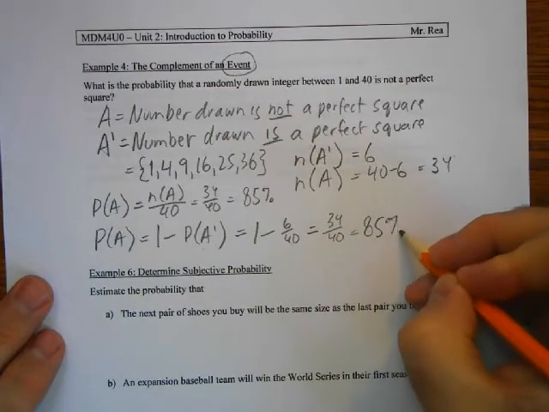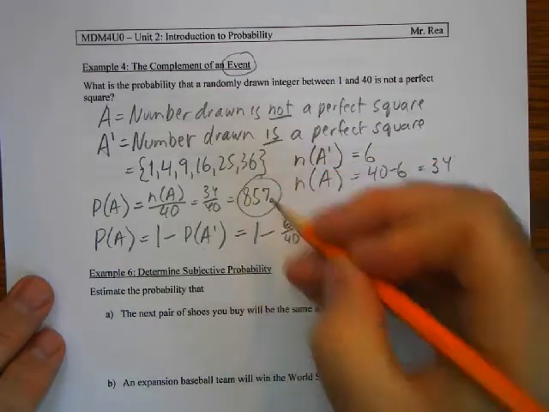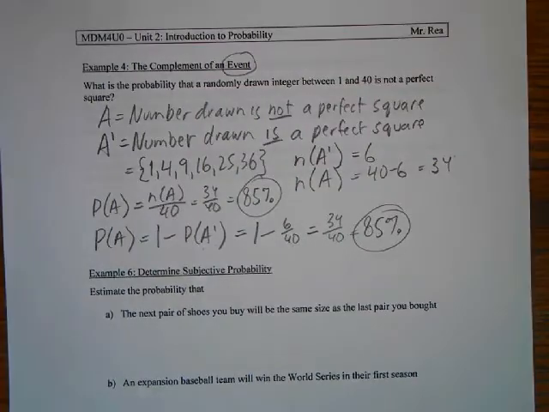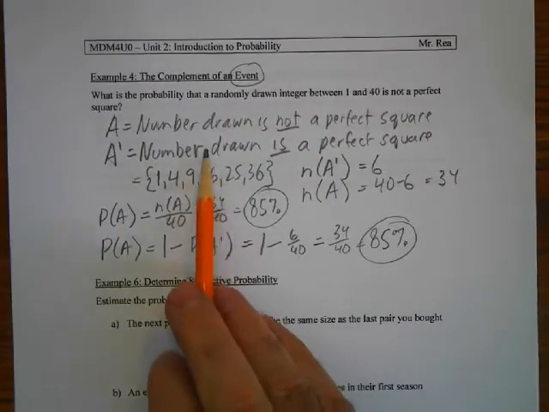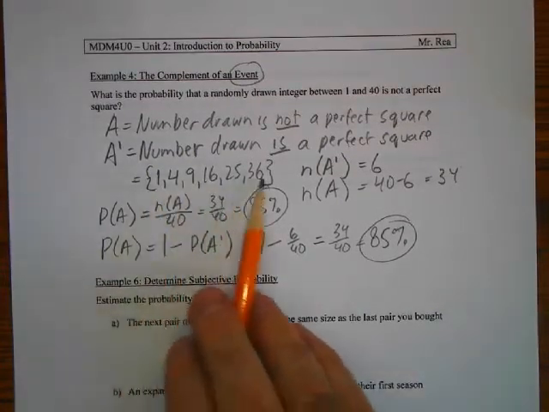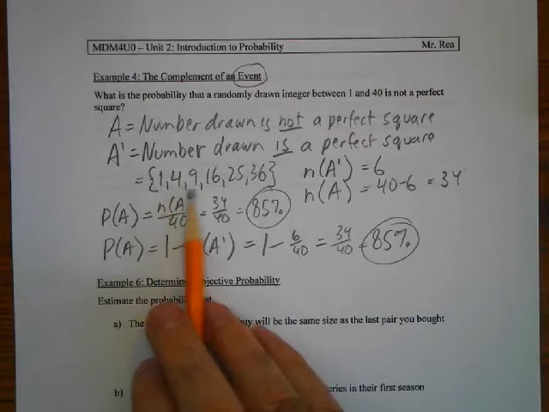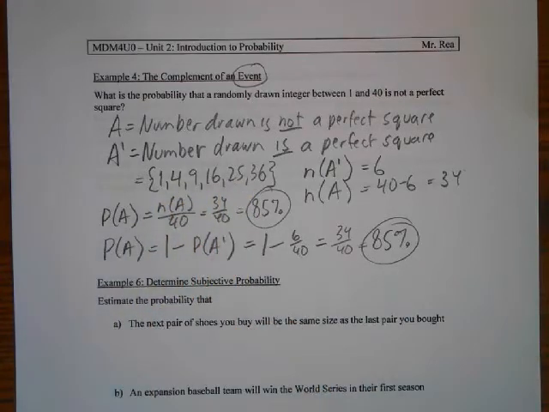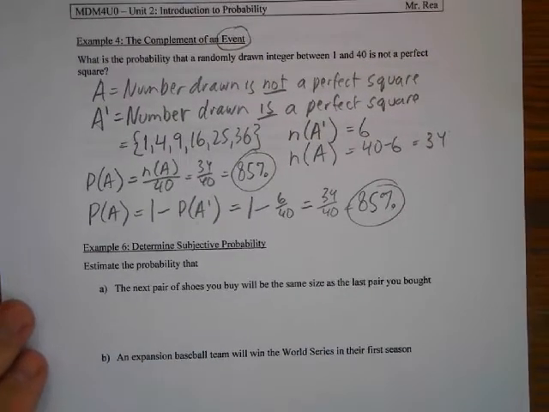So you can see we got the same answer, two different ways, but we didn't actually count up how many numbers were not perfect squares. We kind of started with the complement event, counted those numbers, and used that to help us. Okay, so that's the complement. It's very similar to the indirect method that we use for counting.